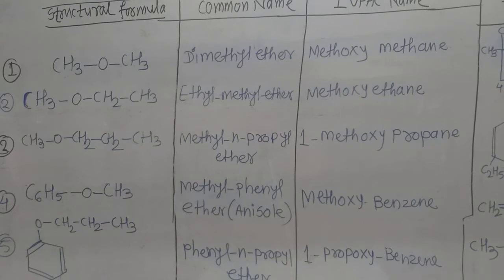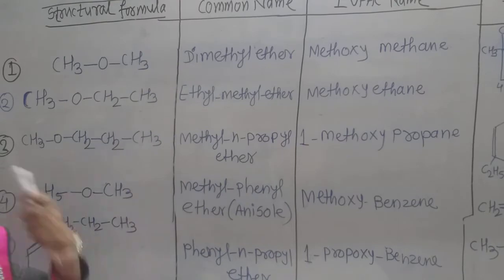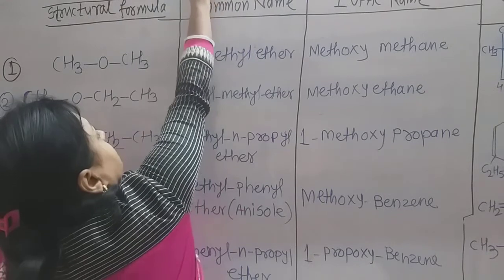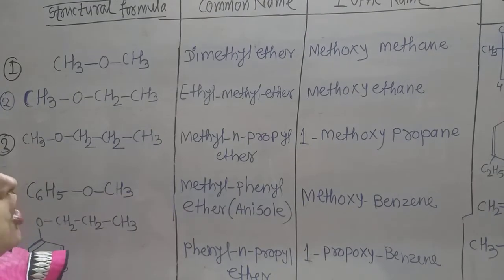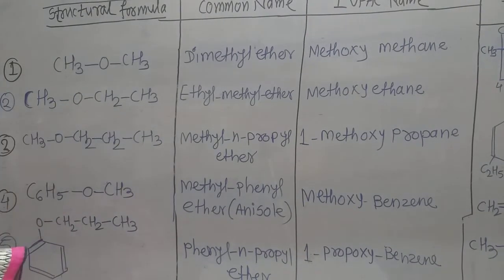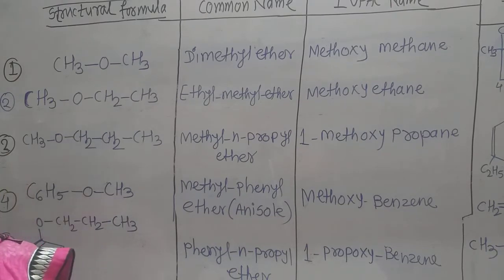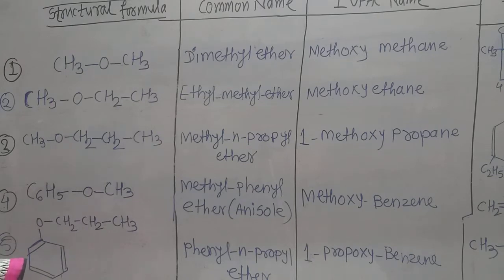Now come to the nomenclature of phenols. Already we have seen. Now nomenclature of ethers. Now we are seeing the chapter, that is the organic hydroxy compounds. In that, three organic hydroxy compounds are there: alcohols, phenols and ethers. The nomenclature of alcohols we have seen yesterday. Now the nomenclature of phenols we already saw today. Now these are the nomenclature of ethers.